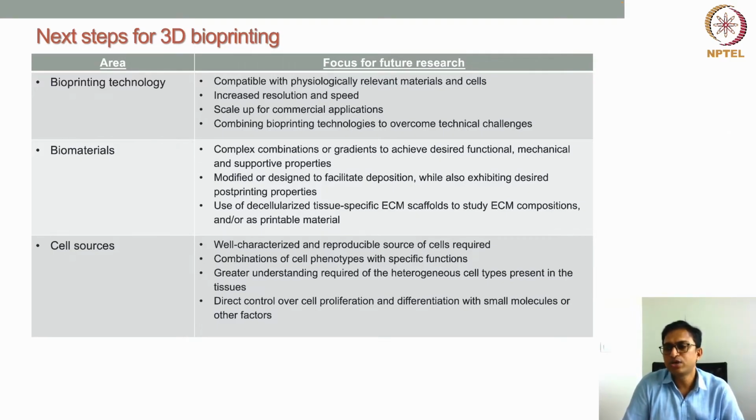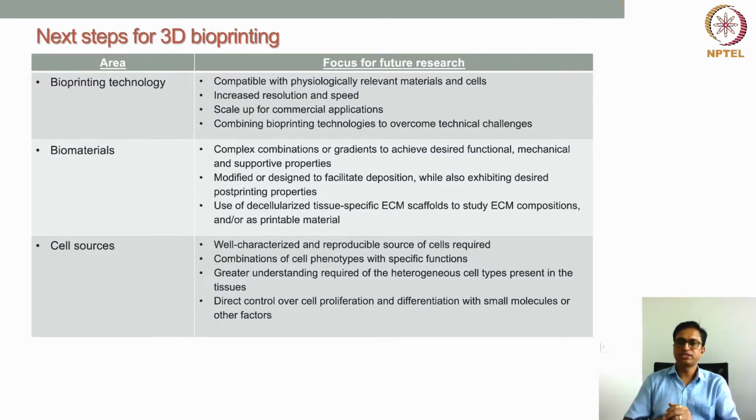And also it should not cause toxicity to the cells. As I earlier mentioned, cell viability is of prime importance. So the bioprinting technology should not cause any cell damage, and the cell viability should be very high with this printing. That's why the first point is that it should be compatible with physiologically relevant materials and cells, and there should not be any change in the status of these materials and cells.